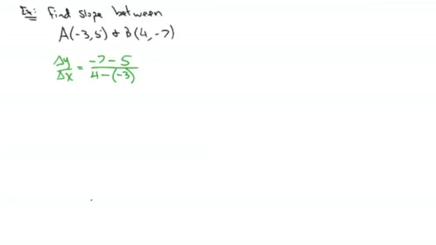As long as you get your y's in the right places and your x's in the right places, and as long as you go in order, it works. I would do it the other way, but he went this way, right to left. I always go 5 minus -7 over -3 minus 4. I like going the way you read. Does it matter?